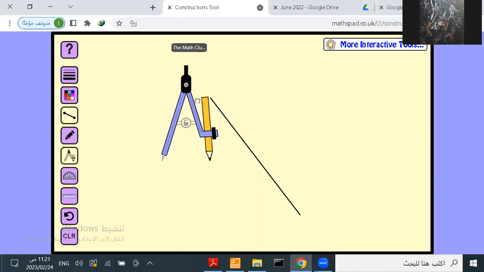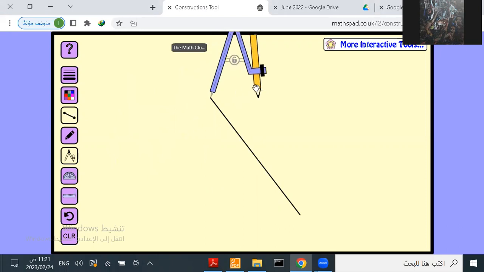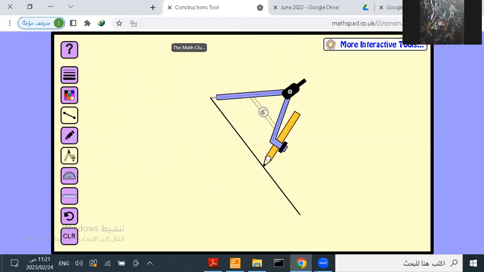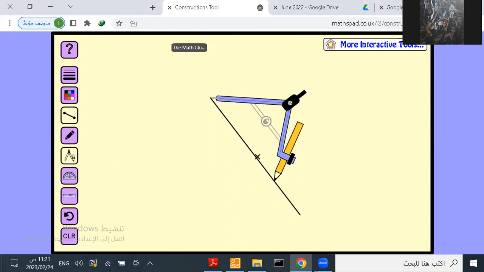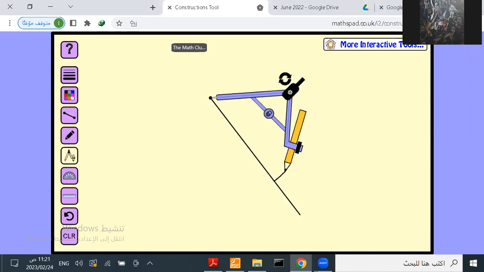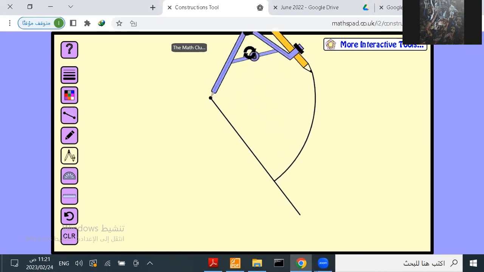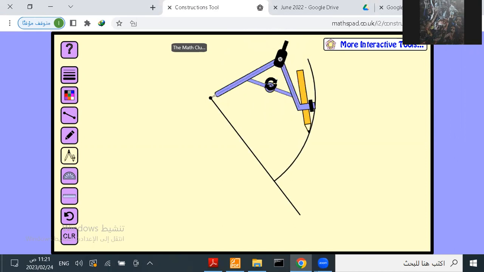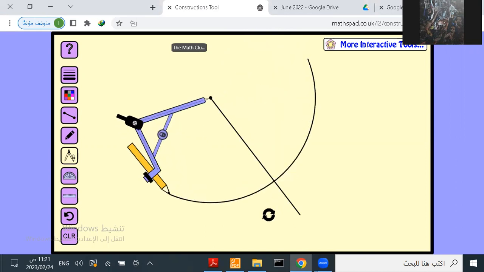We take the compass, put it on this point, open the compass more than half of the line. Let's say this is half of the line. We're going to open it more than half. Okay. Now we have to work using steady hands, and the lines must be clean. I draw half a circle like this with this length, half a circle.